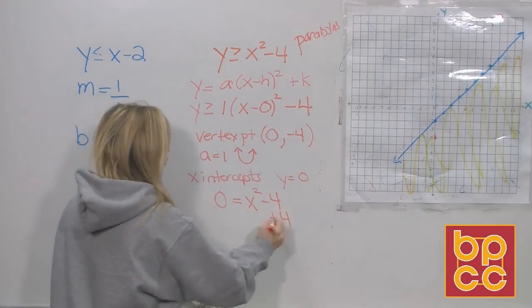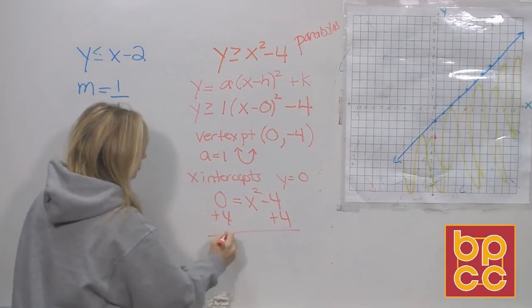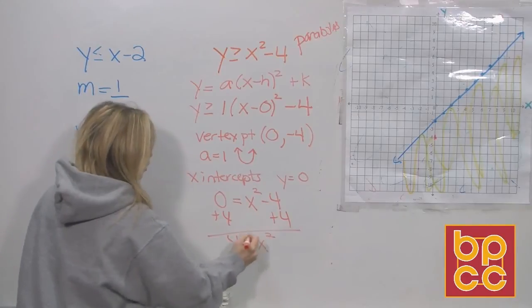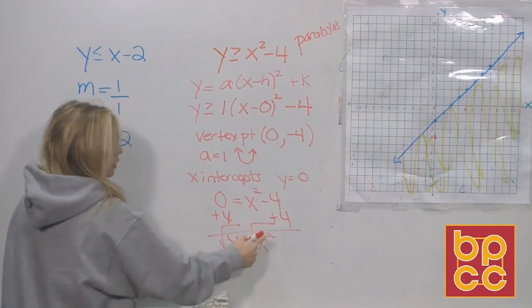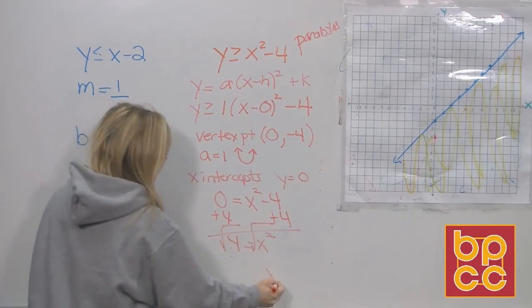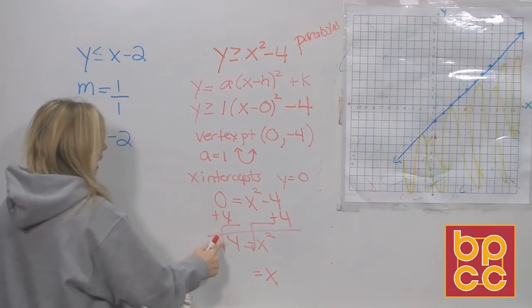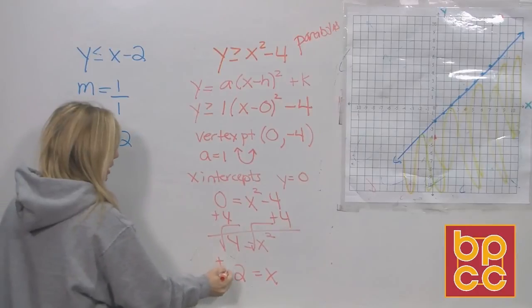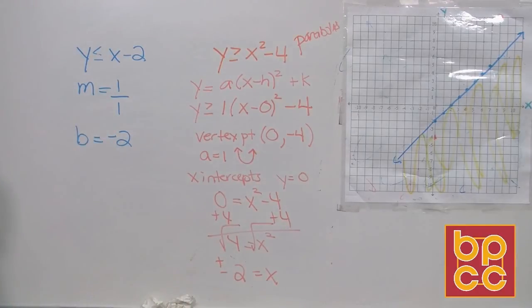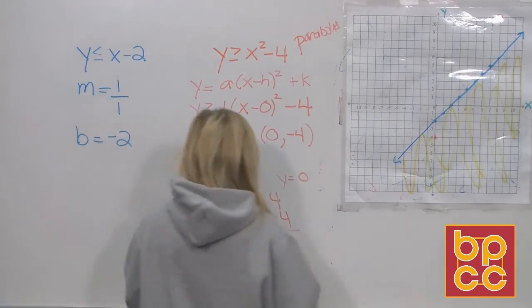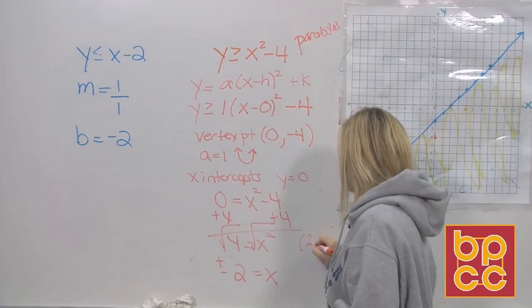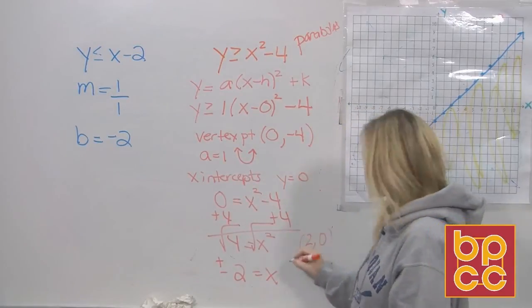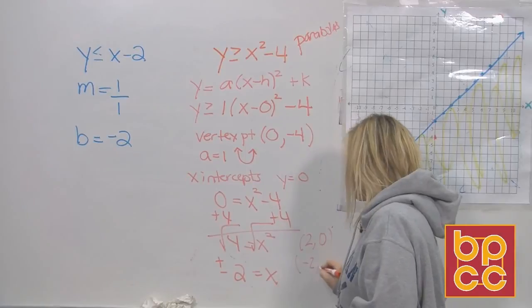Move the constant over. Square root both sides. Squares and square roots cancel out. That's where the x comes from. I know the square root of 4 is 2. Because you did the square root method, you have to put both plus or minus. That means there's 2 x-intercepts. One x-intercept is at 2, 0, because that's what y is. The other one's at negative 2, 0.